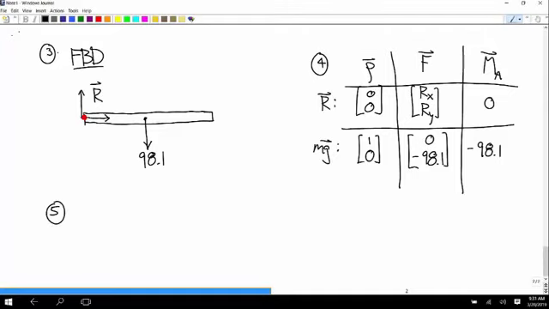Step 5. If the about point is the center of mass, then you use it. Here, the about point is a fixed point, so we're not going to use Newton's second law, at least not yet. Maybe later it'll come up.